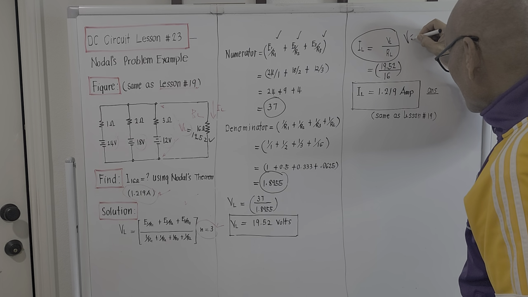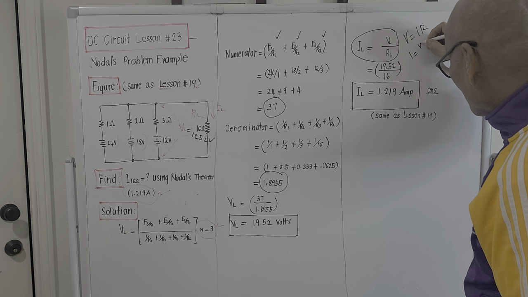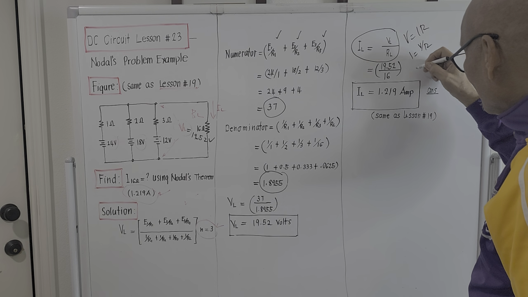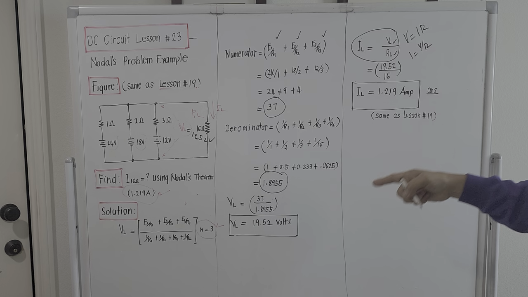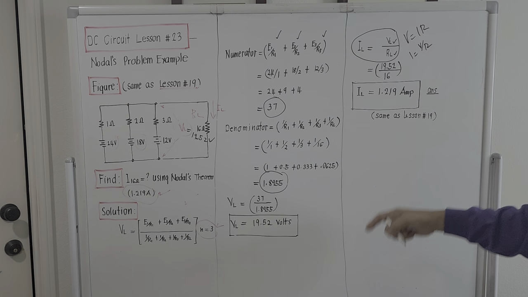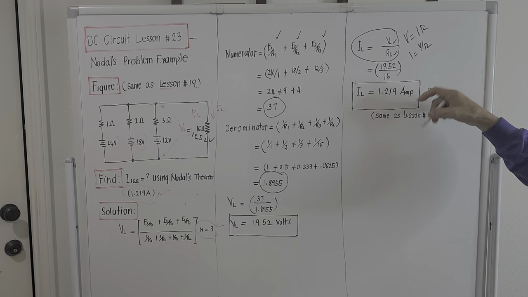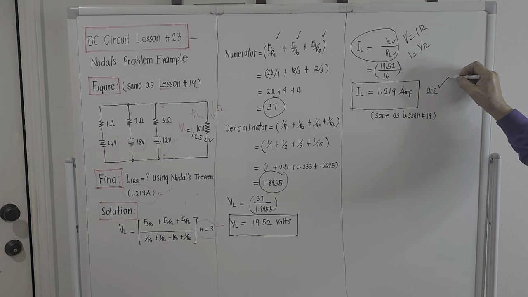It emanates from the equation voltage is equal to IR, so I will be equal to voltage over R. Placing the proper subscript, it will be V sub L over R sub L. V sub L we have computed already, 19.52 over 16, and what comes out is 1.219 amperes. So this will be our answer.